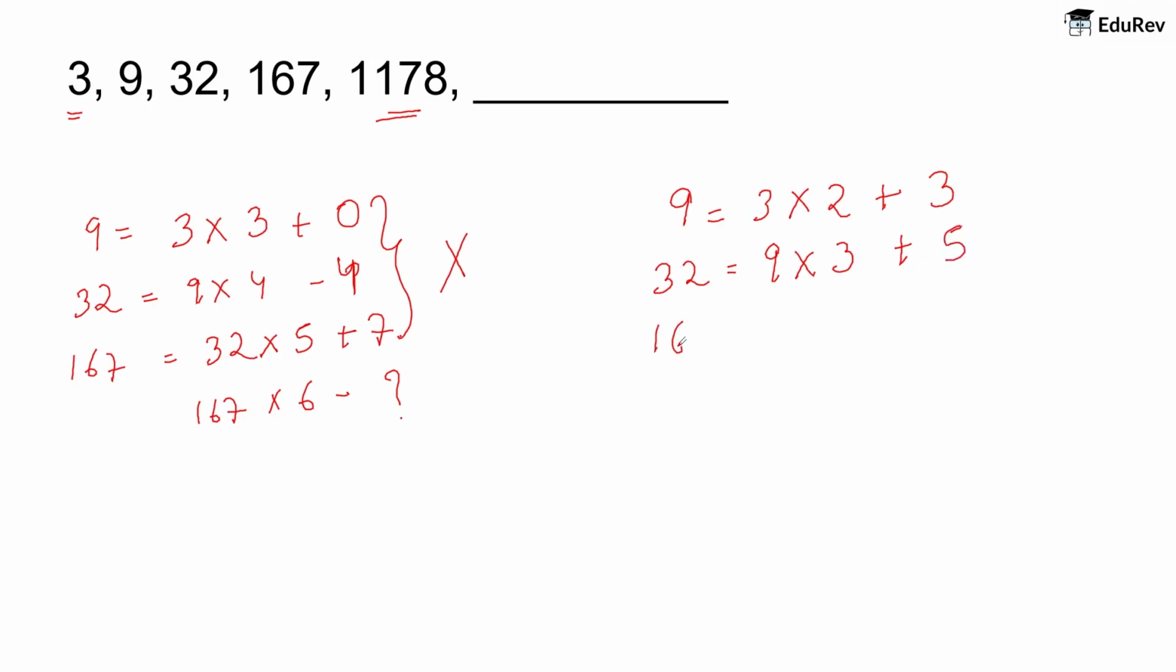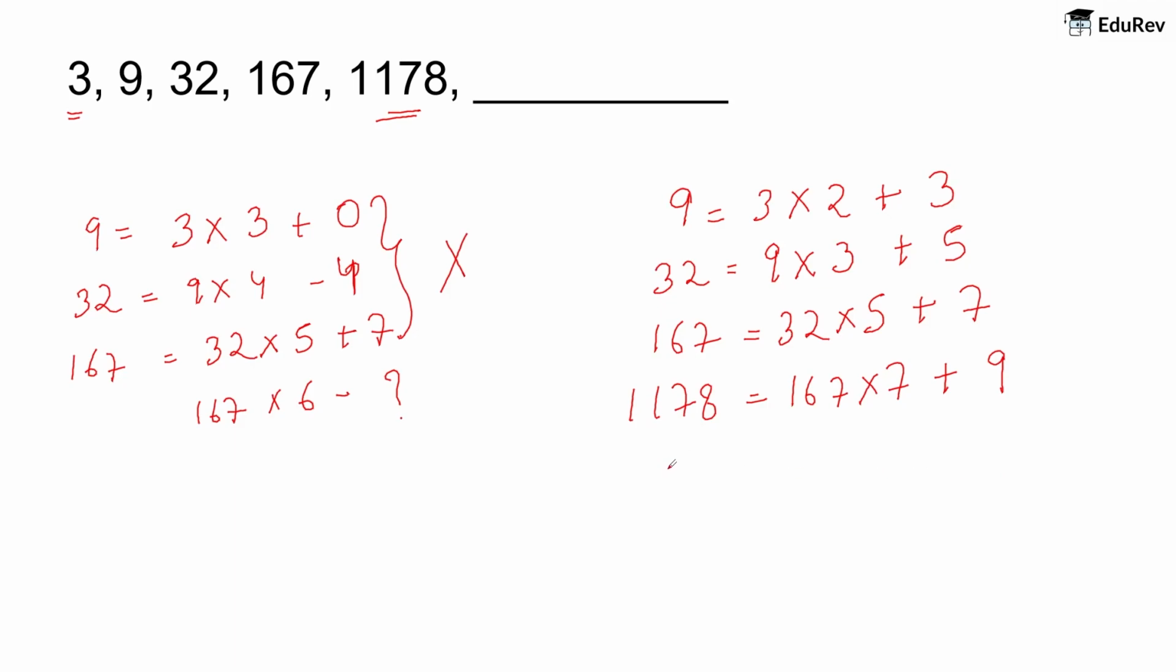Similarly, I can write down 167 as 32 into 5 plus 7. Similarly, I can write down 1178 as 167 into 7 plus 9. So you can see now that we have a very beautiful pattern. 2, 3, 5, 7, these are increasing prime numbers. Similarly, over here, you can see the term being added is an odd number every time.